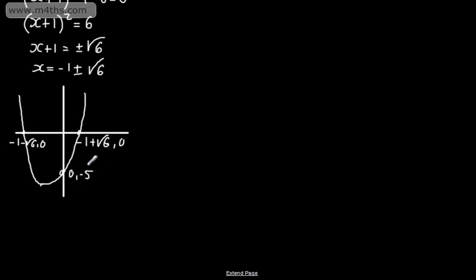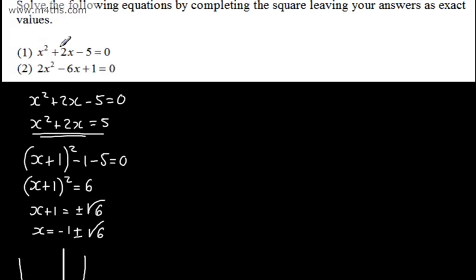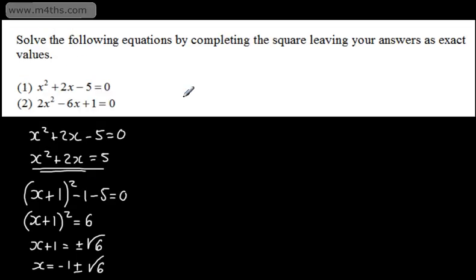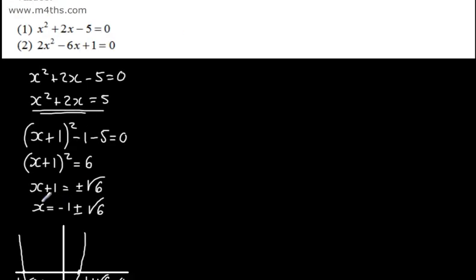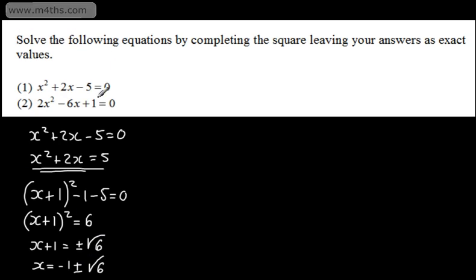So that is roughly, give or take, what the quadratic would look like if we were asked to sketch y is equal to x squared plus 2x minus 5. All we're asked to do is find the solutions in exact form. They are just here. I've just gone ahead and graphed them for completeness. Okay, let's look at the next one.